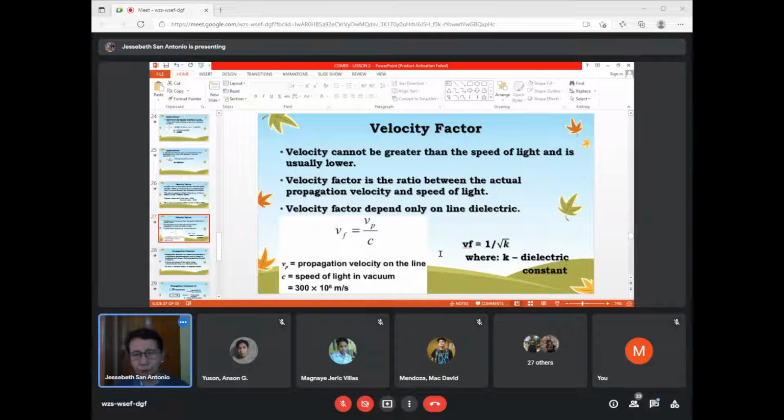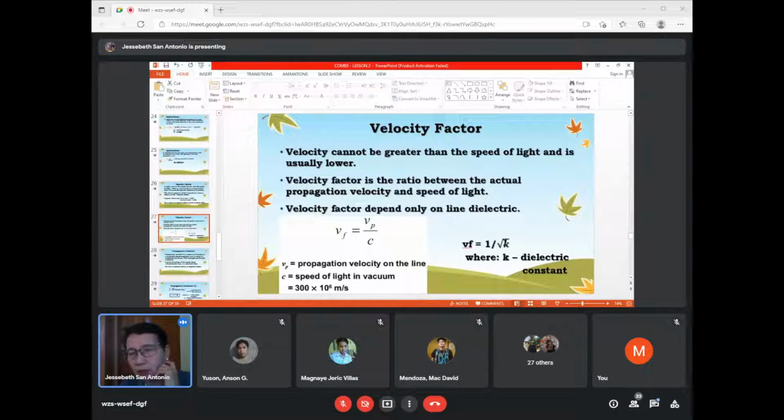Or, pwede rin computein ang velocity factor from the equation 1 divided by the square root of the dielectric constant. Kasi hindi mo kayang sukatin ang velocity actually ng signal as it propagates along the transmission lines. So ang alam mo ay ang dielectric constant.